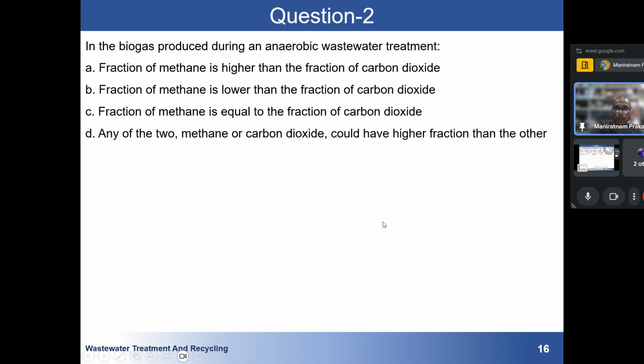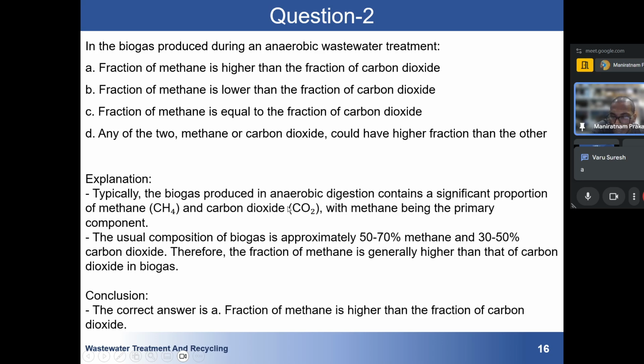Just try to answer this question. In biogas produced during anaerobic treatment, the fraction of methane is higher than the fraction of CO2. Or the fraction of methane is lower than or equal to the fraction of CO2. Or any of the two, that is methane or carbon dioxide, can have a higher fraction than the other.